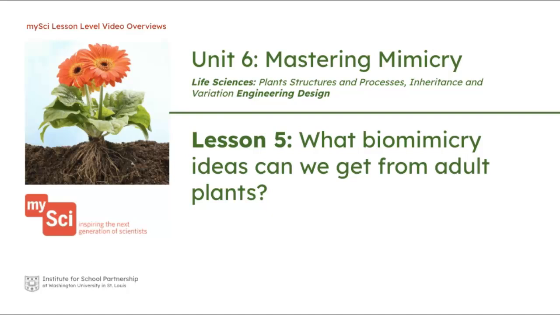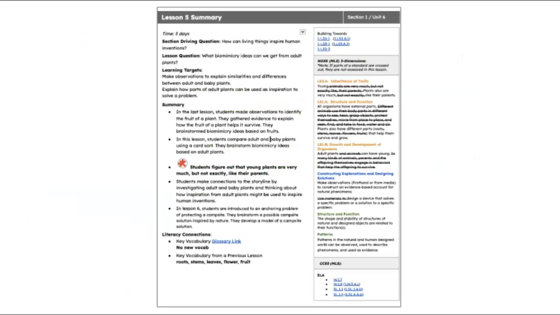Students figure out that young plants are very much, but not exactly, like their parents. Students make connections to the storyline by investigating adult and baby plants and thinking about how inspiration from adult plants might be used to inspire human inventions. There are several opportunities for ELA cross-curricular connections throughout the lesson. You can look for specific standard connections in the Unit 6 Teacher Guide. This lesson will take approximately 5 days to complete.